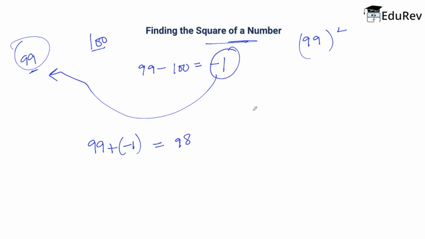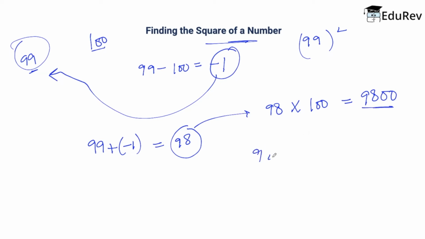Now the next step is that we need to multiply the result which we have just got with the base. That is, I have to multiply this number, 98, with the base. So it has to be 98 into 100. So this will be 9800. And lastly, the last step is that we need to add the square of the difference to the result of the previous step to get the final answer. That is, we have to add 9800 to the square of the difference. So it's going to be 9801.